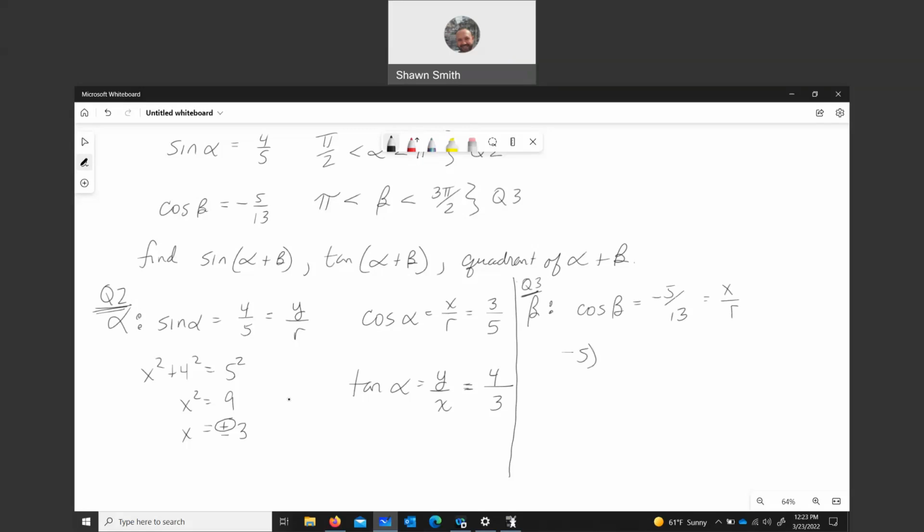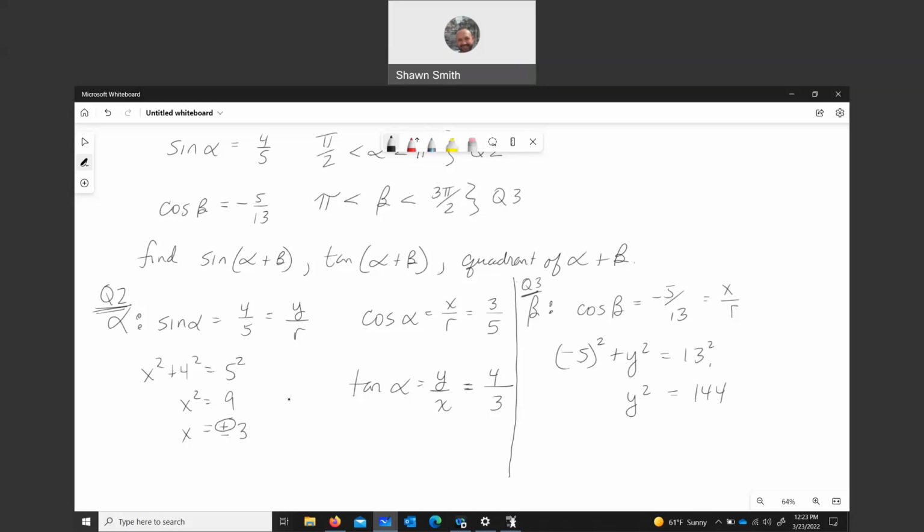So that's -5 all squared. Make sure you put that in parentheses to square it, so we get a +25, plus y squared is equal to 13 squared. That's 25. This is 169. 169 minus 25 is 144.